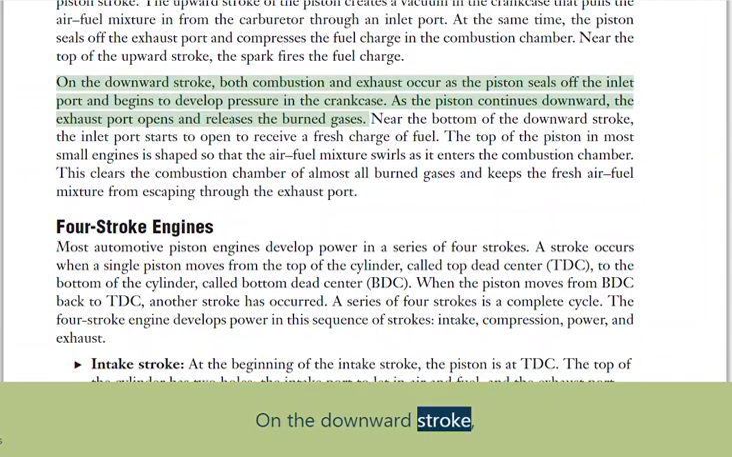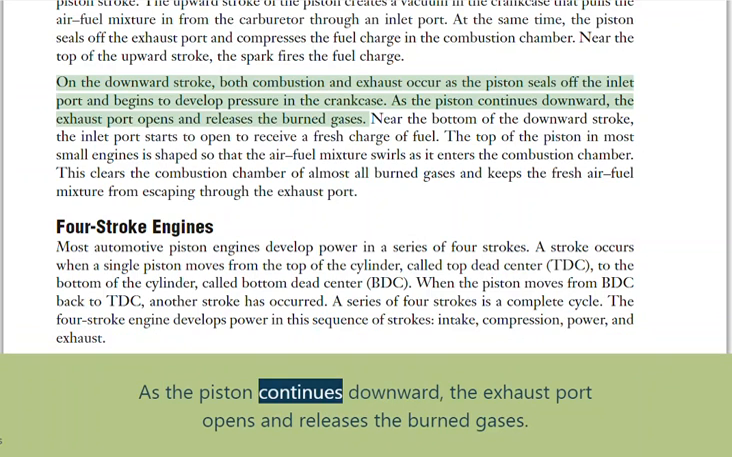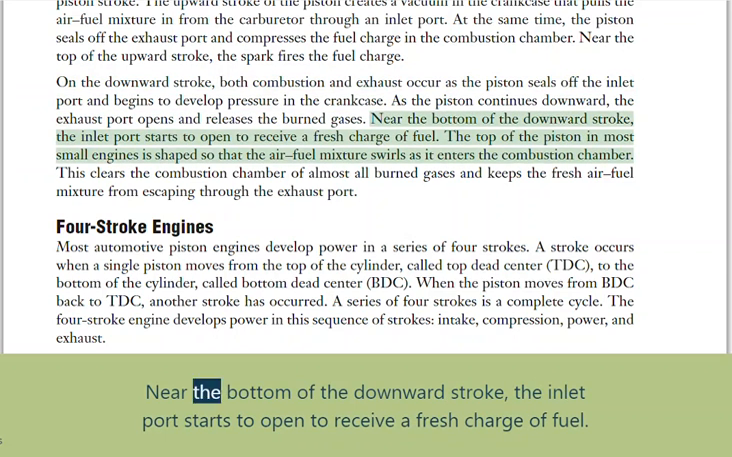On the downward stroke, both combustion and exhaust occur as the piston seals off the inlet port and begins to develop pressure in the crankcase. As the piston continues downward, the exhaust port opens and releases the burned gases. Near the bottom of the downward stroke, the inlet port starts to open to receive a fresh charge of fuel.